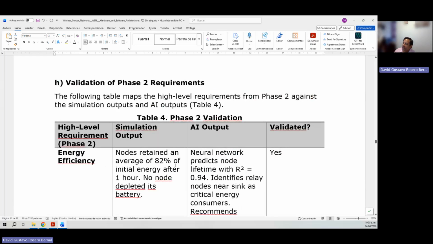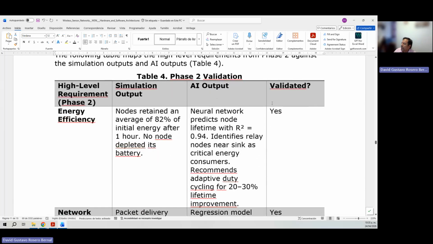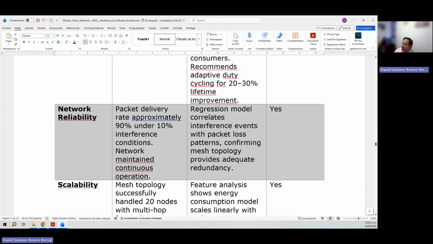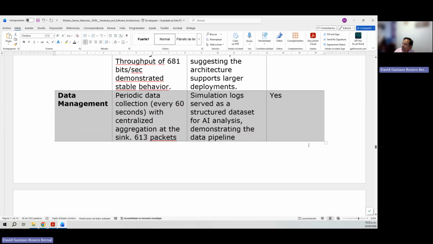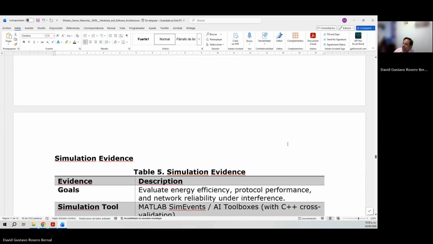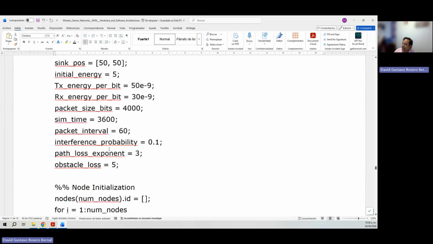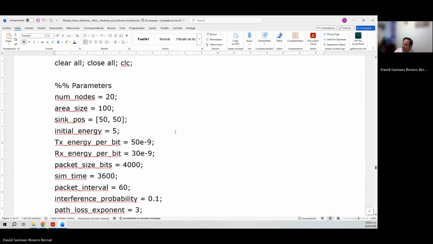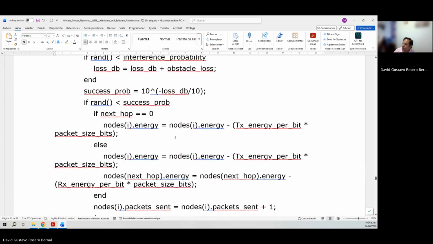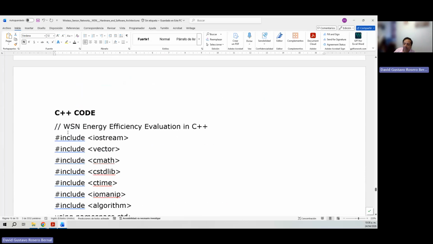And here we have the validation of phase number 2. For all of them, yes: the energy efficiency has been validated, the network reliability has been validated, the scalability has been validated, the data management has been validated. And as simulation, I have included the simulation evidence and some code: the MATLAB code, and the C++ code to compare.